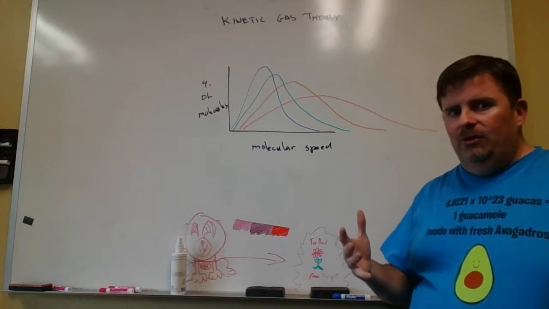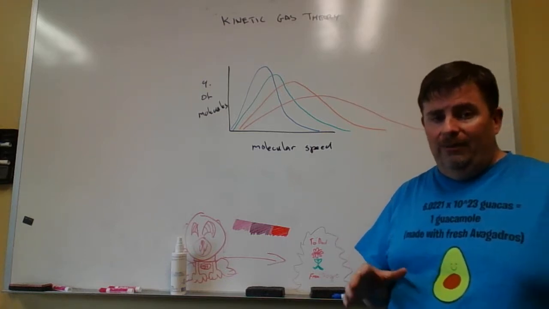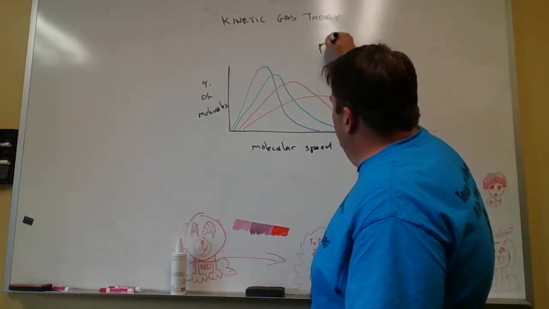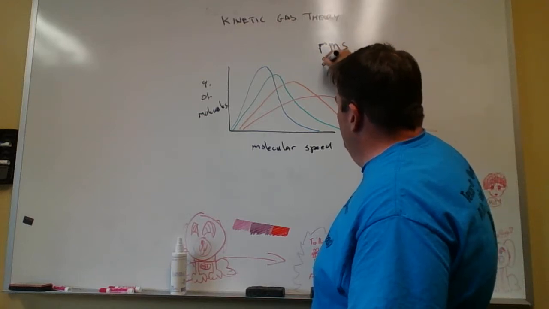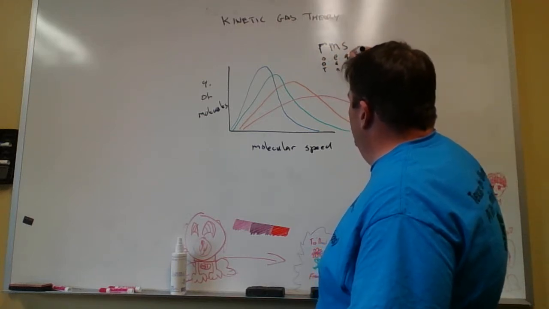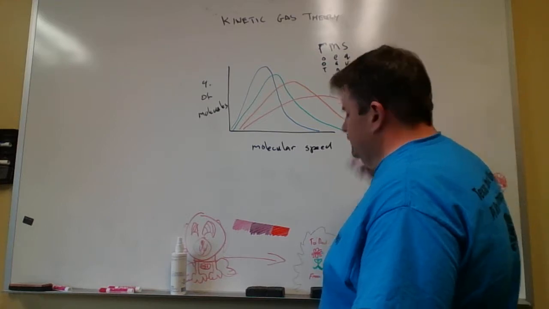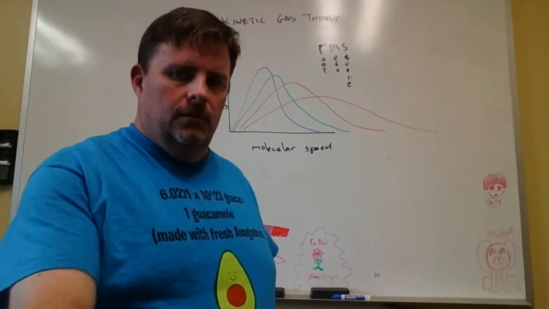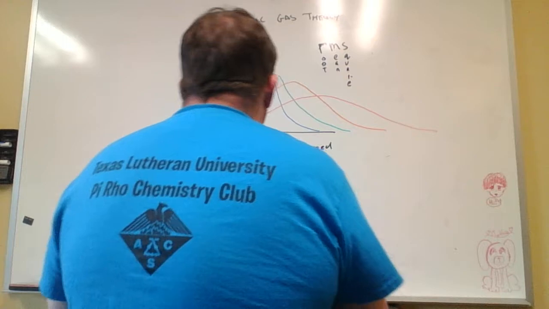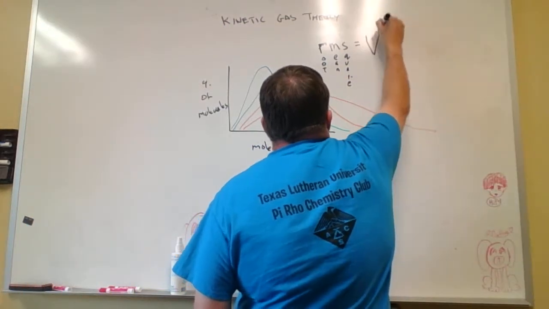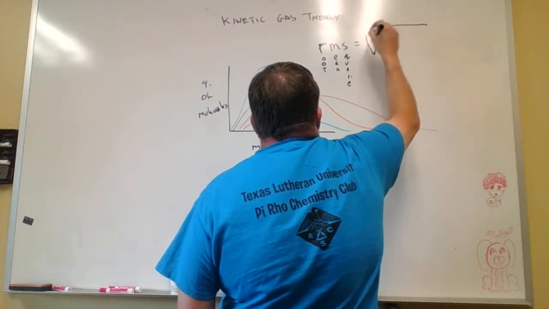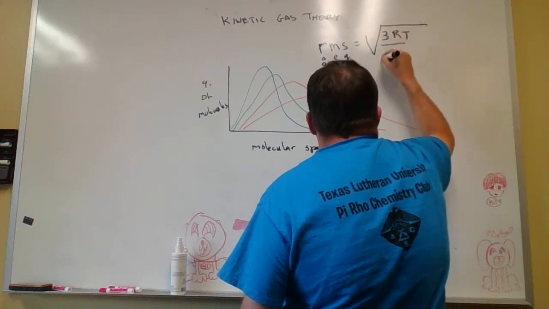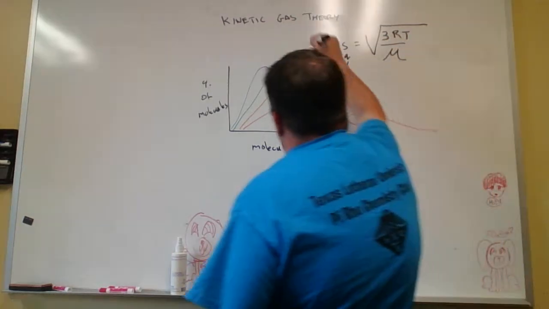Now, average speed is one thing, but one thing we'd like to use is something called the RMS speed. RMS stands for root, mean, and square. The root mean square speed of any given material is the square root of 3RT over M, where this is the square root part, and this is 3 times RT over the molar mass M. And this is what we're going to call the u.